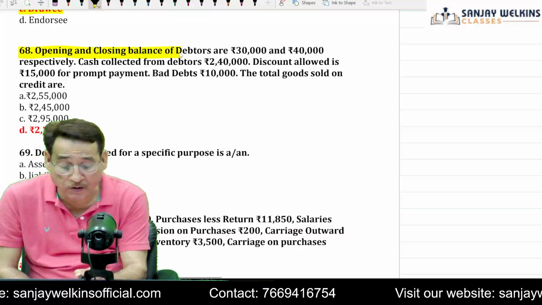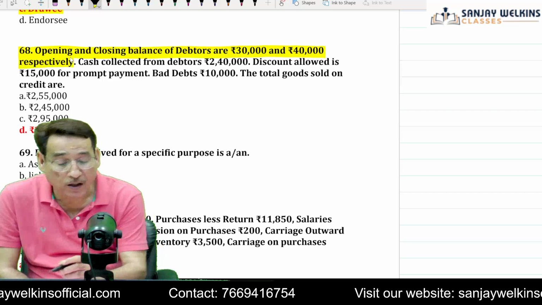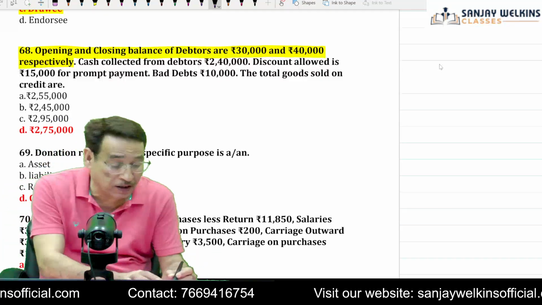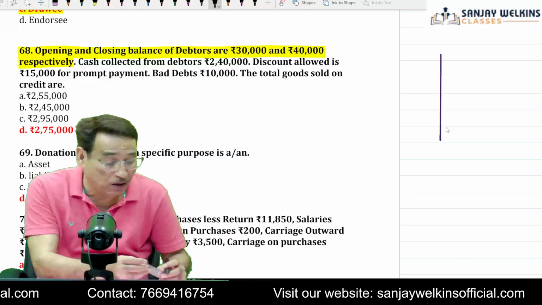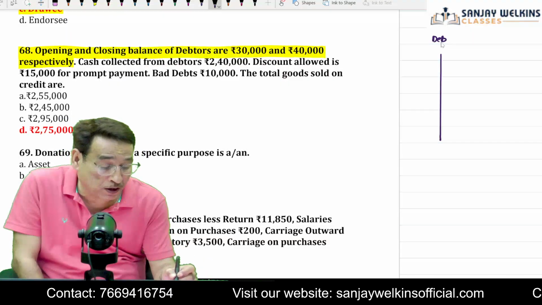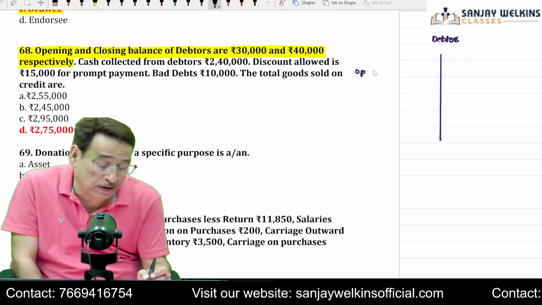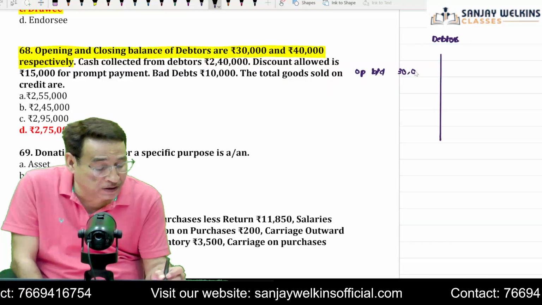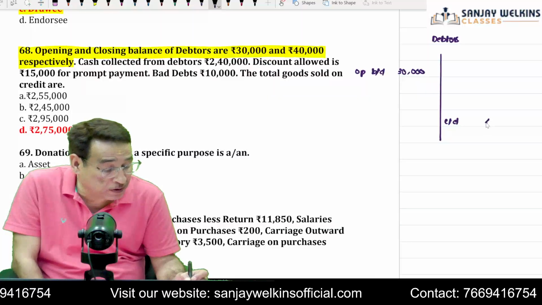68. Opening and closing balance of debtors are 30,000 and 40,000 respectively. Now, logically, in this question, opening and closing balances of debtors are given to you. So, this is your debtors account. Is it clear to you? Opening balance of debtors is given to you as 30,000, number 1. Number 2, closing balance is also given to you. So, balance carried down is 40,000 is also given.